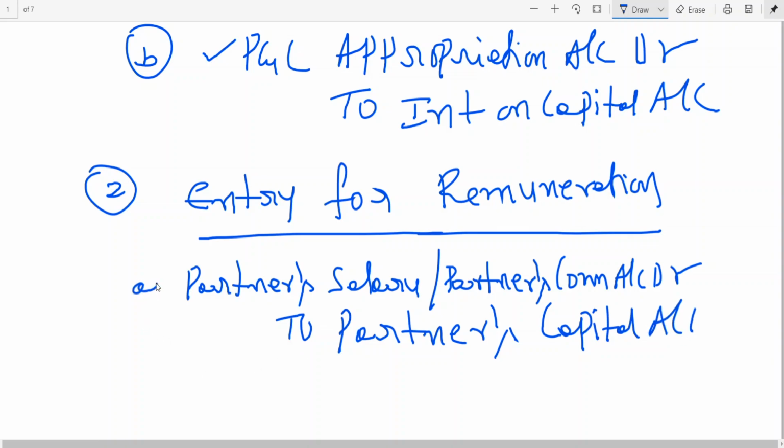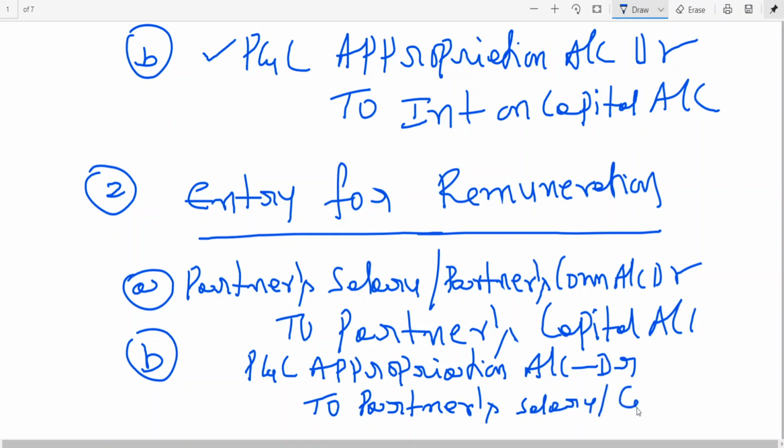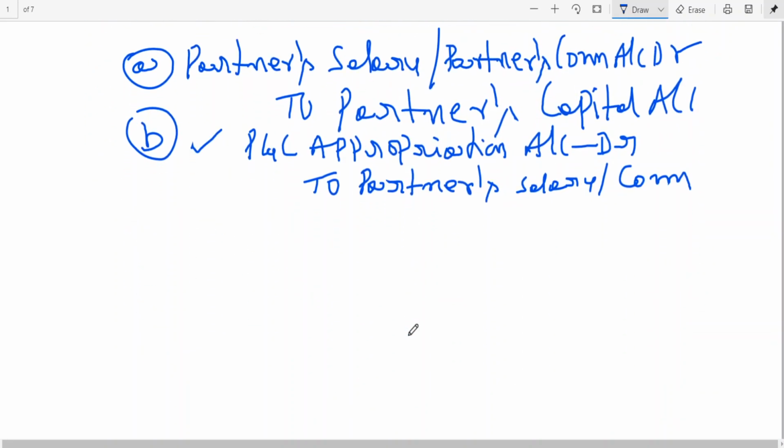B, you will be closing that account by transferring to the P&L appropriation account: P&L appropriation account debit, to partner salary or commission. This is the entry we have taken to the P&L appropriation account. When you open the partner's capital account or current account, partner salary will be credited to their account.